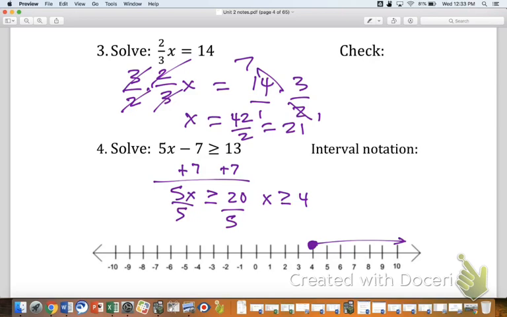Question, Ben, first? I thought when you divide, then you switch the sign. It's only if you divide by a negative or multiply by a negative. We'll get to those in the next couple days. Yeah, okay. Good memory, though, for sure.